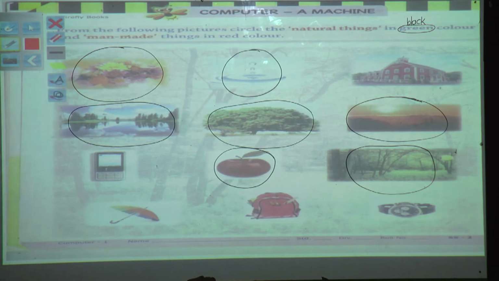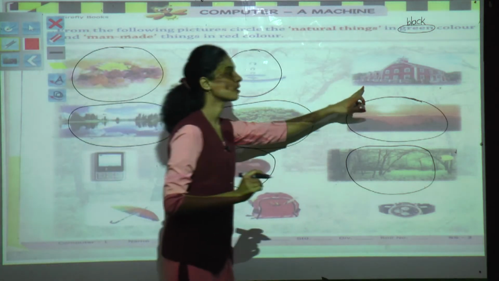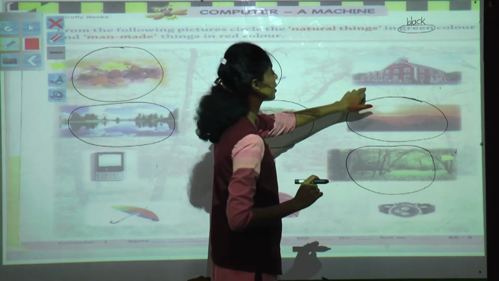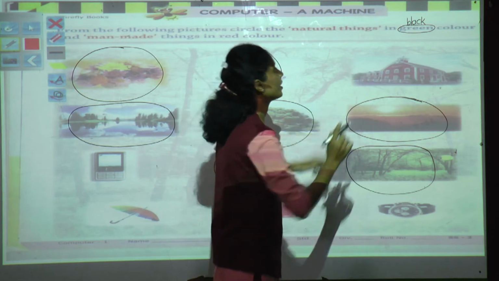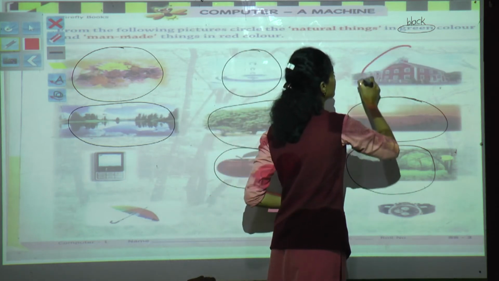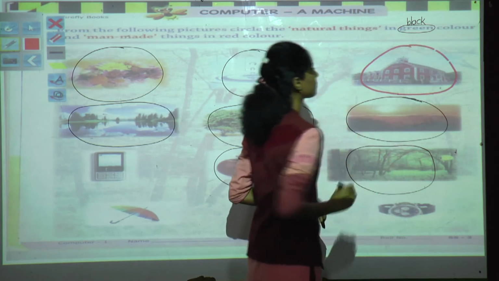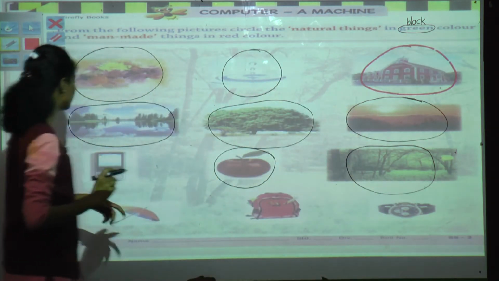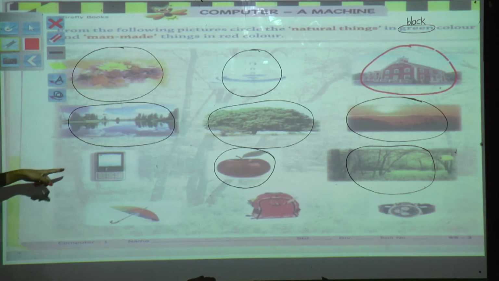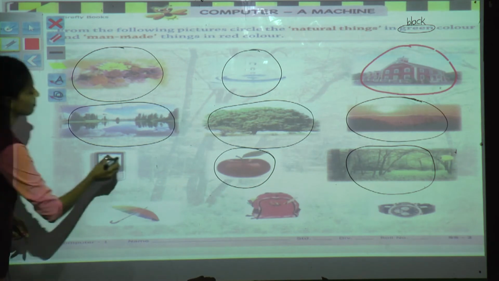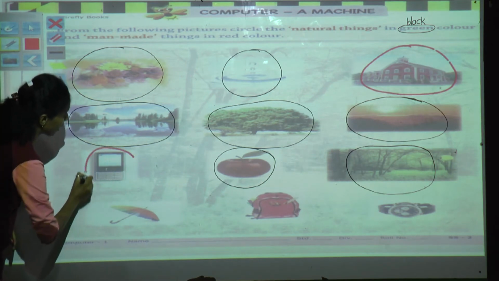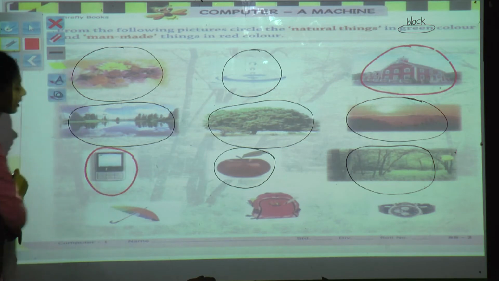For man-made things we have to color by using which color? Red color. What is this? Church. Is it man-made or natural? It is man-made. Then we have to circle by using red color. Okay. Now what is this? Mobile phone. Is it natural or man-made? It is man-made. Man-made things we have to circle by using red color.